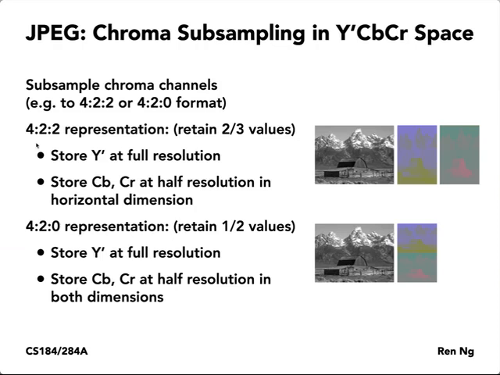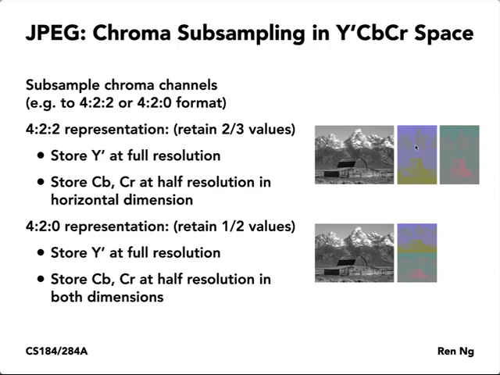The 422 representation works like this, okay? It retains 2/3 of the original pixel values. It stores Y prime at full resolution. And then it stores the CB and CR at half resolution by squashing it horizontally. Okay, can you see what happened there?